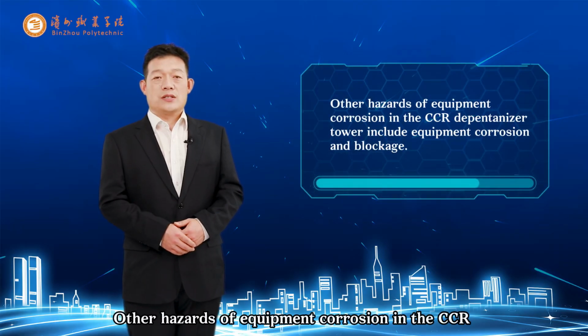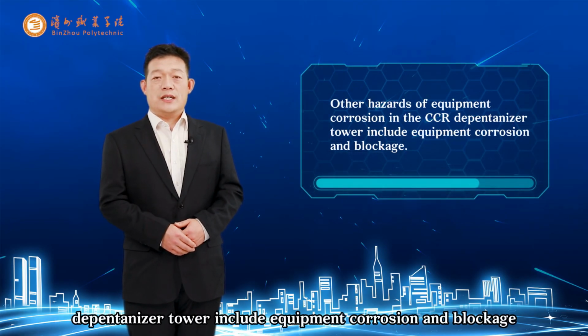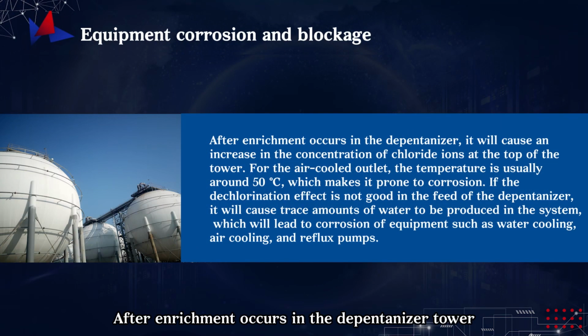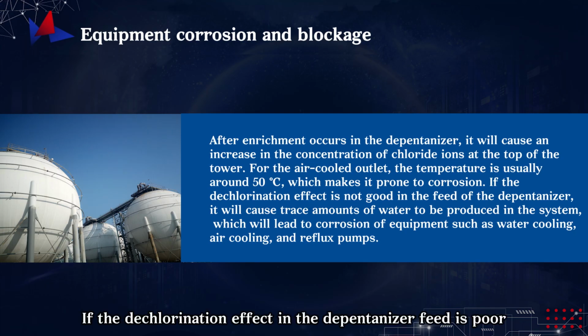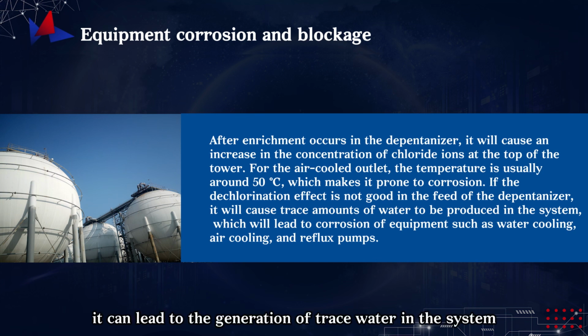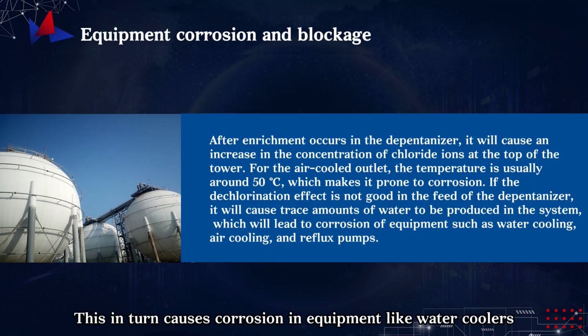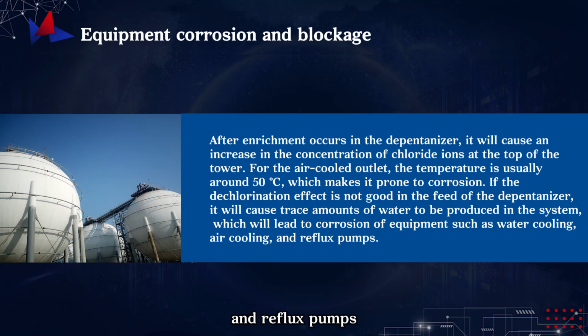Other hazards of equipment corrosion in the CCR depentanizer tower include equipment corrosion and blockage. After enrichment occurs in the depentanizer tower, the chloride ion concentration at the tower top increases. For the air cooler outlet, the temperature is typically around 50 degrees Celsius. This makes it prone to corrosion. If the dechlorination effect in the depentanizer feed is poor, it can lead to the generation of trace water in the system. This in turn causes corrosion in equipment like water coolers, air coolers, and reflux pumps.